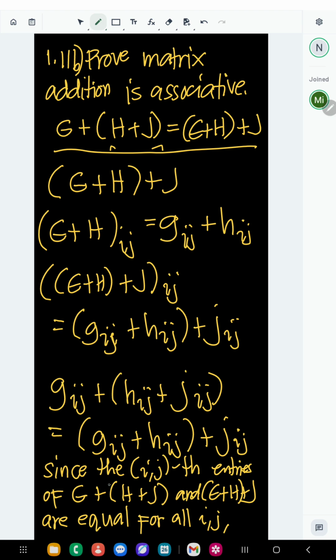Your conclusion is, since the ij entries of (G plus H) plus J and G plus (H plus J) are equal for all ij, then the matrices are equal. Then you can conclude with this one. So that's how you prove that matrix addition is associative given matrices G, H, and J. You got it?